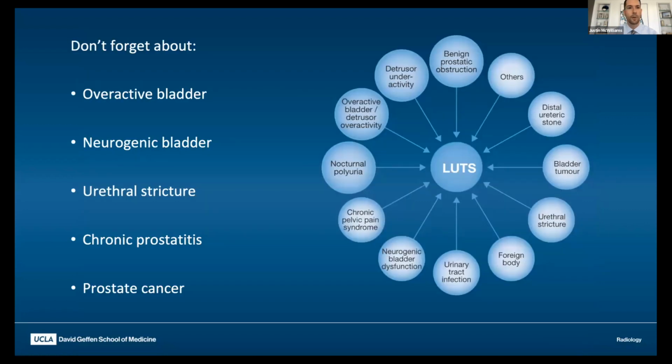When you think about LUTS, though, you have to remember that it isn't just BPH or benign prostatic hyperplasia that's causing LUTS. You can have bladder problems like overactive bladder or neurogenic bladder. You can have urethral stricture. You can have chronic prostatitis. And you certainly don't want to miss cases of advanced prostate cancer, among other causes.